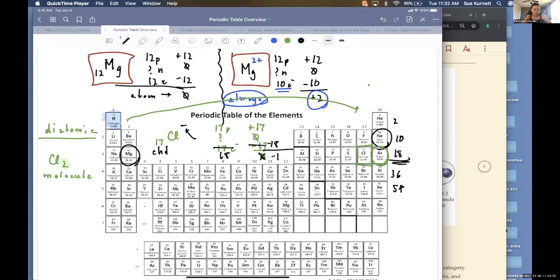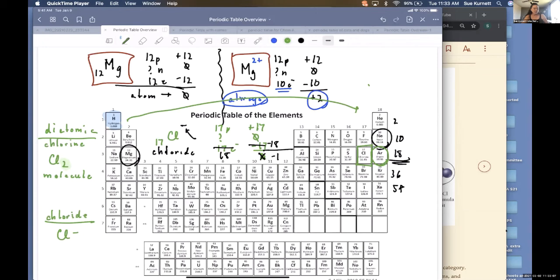So for nonmetals, when they gain electrons, metals lose electrons, nonmetals gain electrons. When they gain electrons, their name changes actually. Chlorine becomes chloride. And chloride has a -1 charge because it needed 1 electron to be isoelectronic with argon, to have the same number, the magic number 18, like argon has.